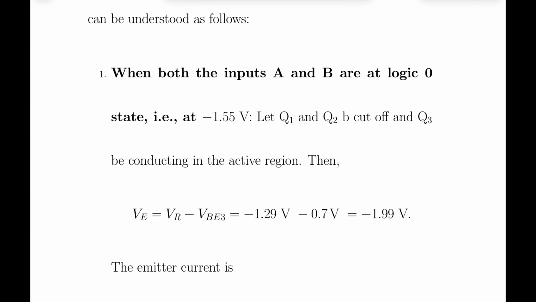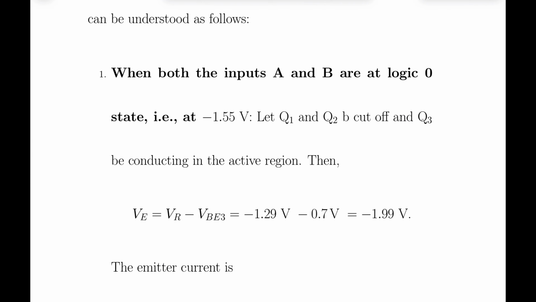The first case we consider is when both the inputs A and B are at logic 0 state, that is at -1.55 volt. We assume that the transistors Q1 and Q2 are cut off and Q3 is conducting in the active region. This is our assumption. We'll show that this assumption is correct.